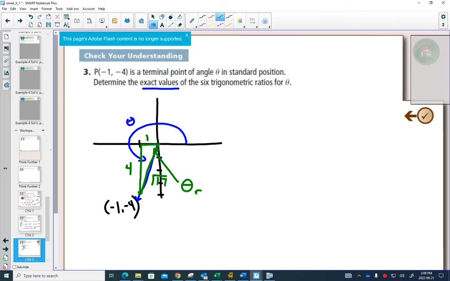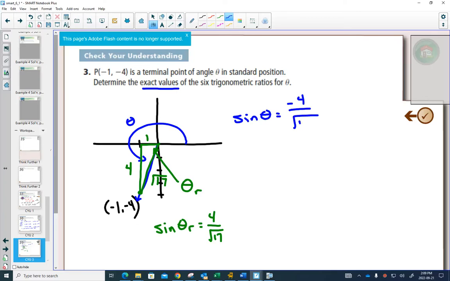So if I look at this triangle, can you see that opposite over hypotenuse would be 4 over the square root of 17? Because you know your reference angle, you will be able to tell me what sine of theta is. It's also going to be 4 over root 17, but it's going to be negative.